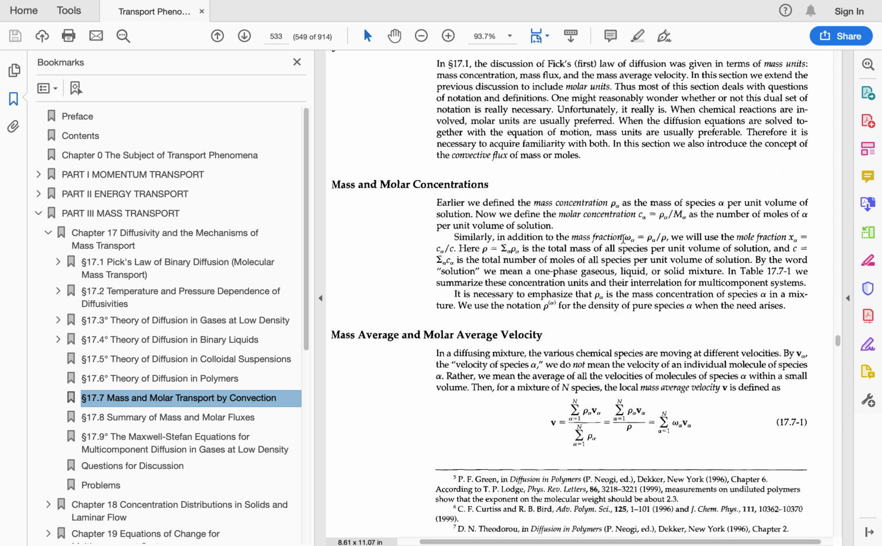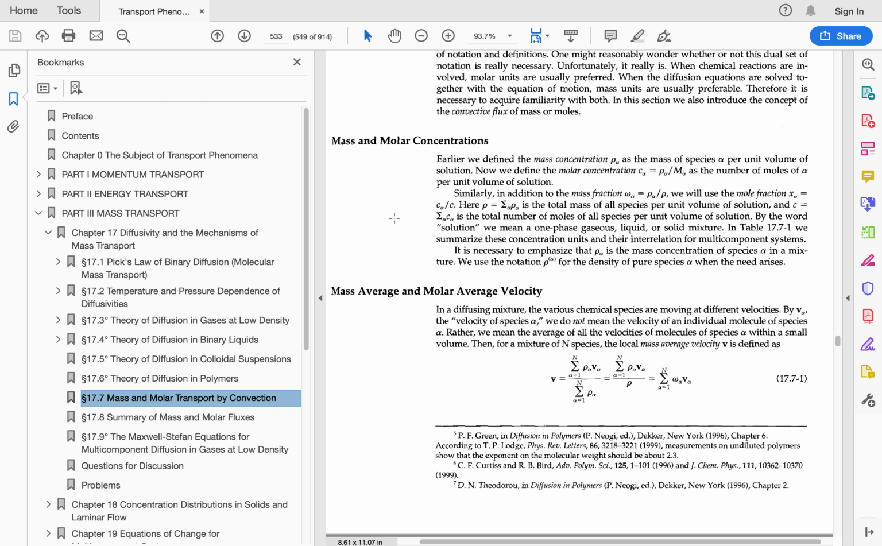And we can also introduce the mass fraction, or omega_alpha, which is equal to rho_alpha divided by rho. And x_alpha is the mole fraction. Mole fraction is the concentration of A divided by the concentration of the mixture. So these are the definitions of mass and molar concentration that we will use in the next equations.